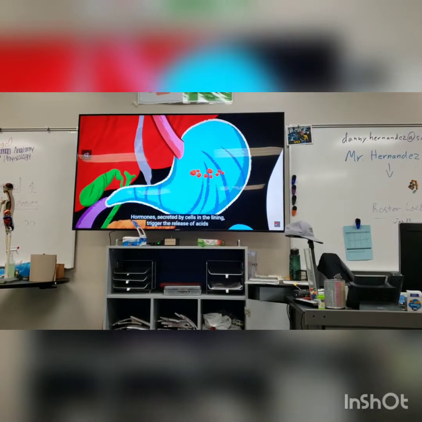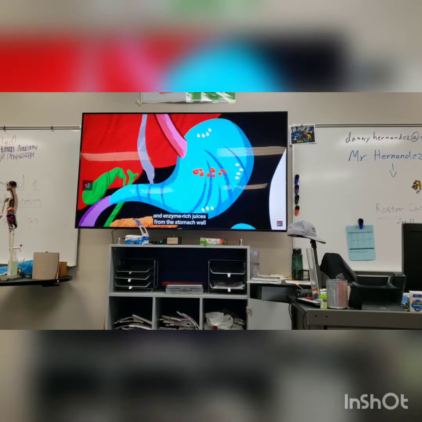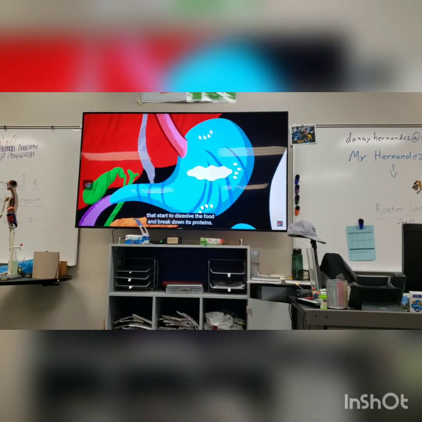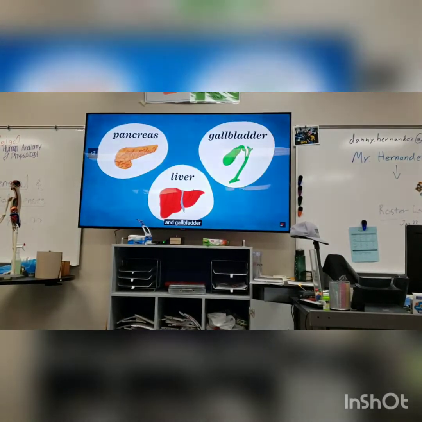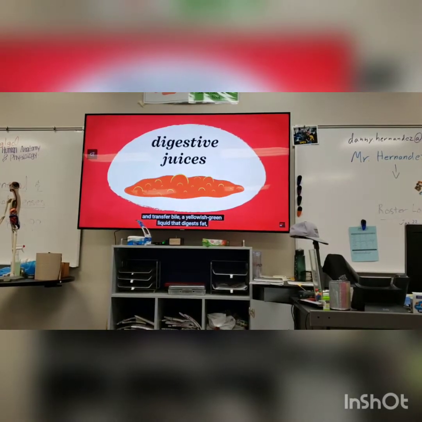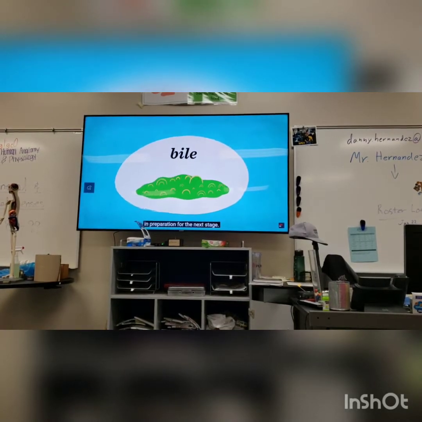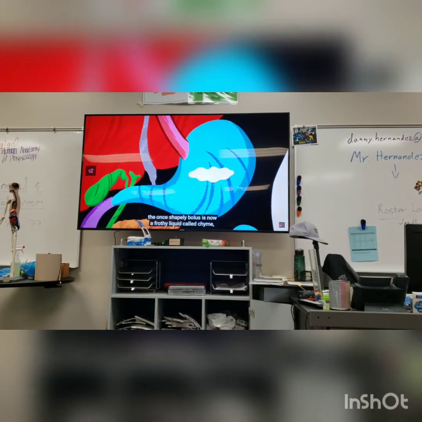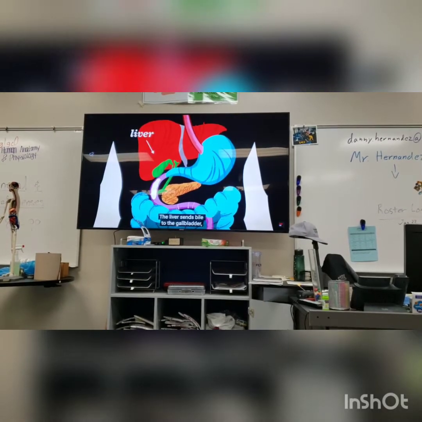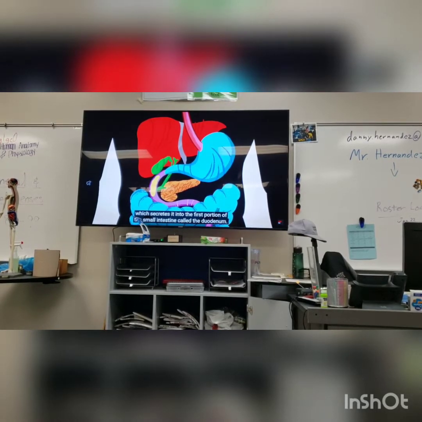Hormones secreted by cells in the lining trigger the release of acids and enzyme-rich juices from the stomach wall that start to dissolve the food and break down its proteins. These hormones also alert the pancreas, liver, and gallbladder to produce digestive juices and transfer bile, a yellowish-green liquid that digests fat, in preparation for the next stage. After 3 hours inside the stomach, the once shapely bolus is now a frothy liquid called chyme, and it's ready to move into the small intestine. The liver sends bile to the gallbladder, which secretes it into the first portion of the small intestine, called the duodenum.